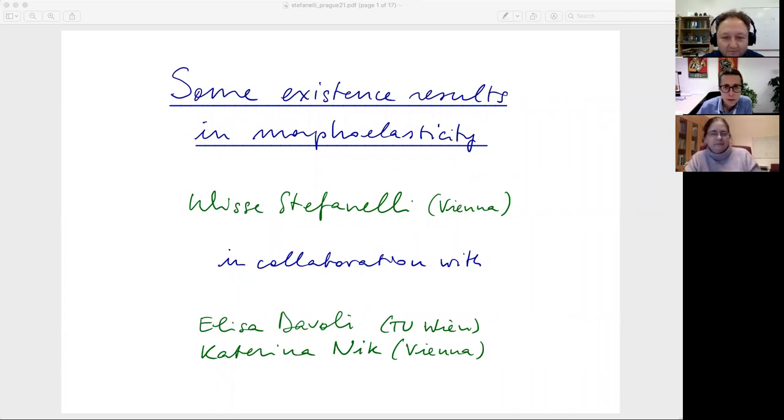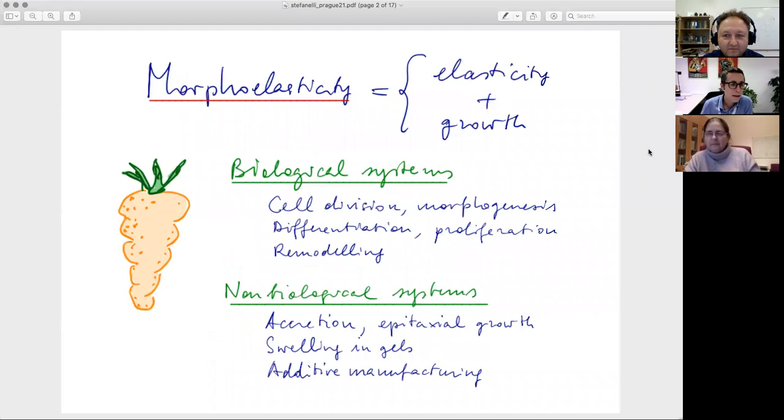So let me jump into the business by discussing a little bit what morphoelasticity is. I'll leave you a couple of seconds to admire this piece of art on the left, my carrot. The carrot will be leading our talk. So here it is. Morphoelasticity is the combination of these two effects: elasticity of some continuum solid, combined with its growth.